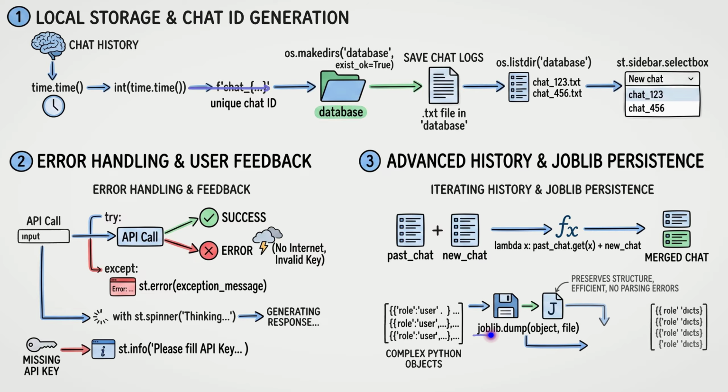Instead, we use joblib.dump to serialize and save them. This preserves the exact structural integrity of the data. Then, when the app restarts, we simply call joblib.load to efficiently reconstruct that exact original object. This is how we build a truly robust and user-friendly interaction loop.